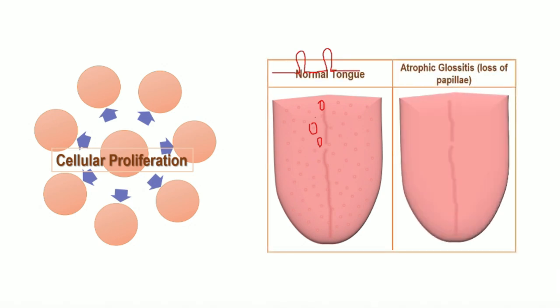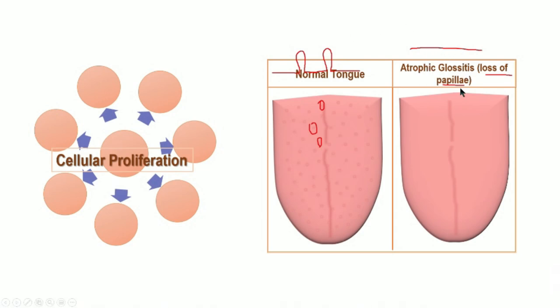In iron deficiency anemia, because the epithelium is not efficiently turned over, there is no proper synthesis of epithelium. So the tongue will become smooth. There will be loss of tongue papillae, loss of lingual papillae. We call this condition atrophic glossitis.